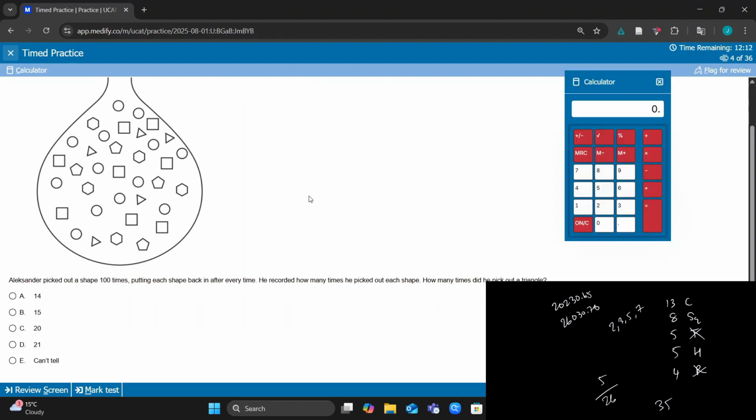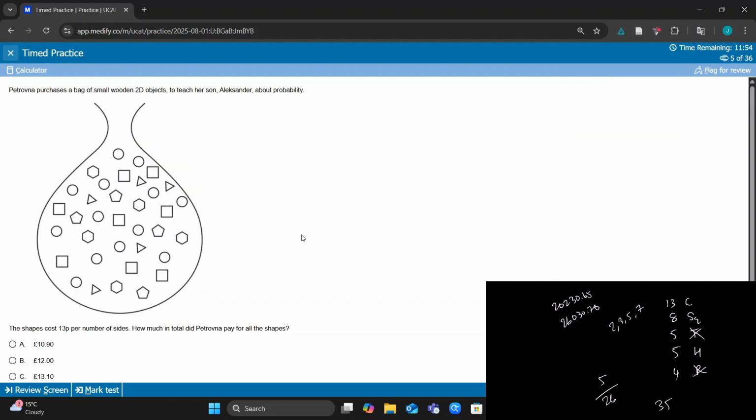Yeah, just making sure. Picks out a shape 100 times, putting it back each time. How many times did he pick out a triangle? Well, I guess it's technically 5 divided by 35, so it's technically a 7, so it's 100 times 1 divided by 7. But probability has no memory, right? Like, I don't think we can say.